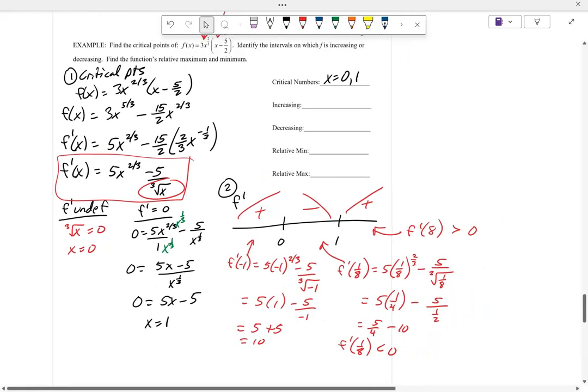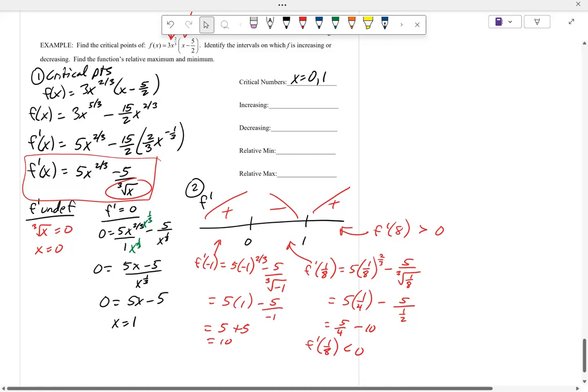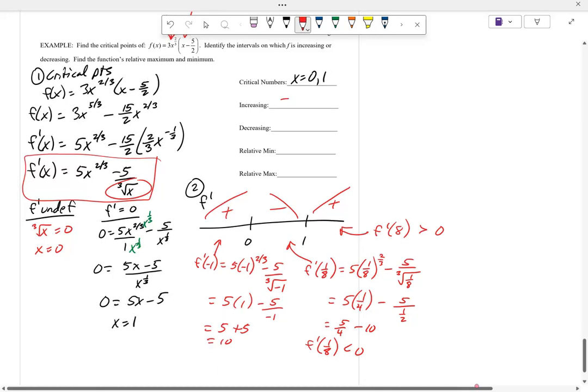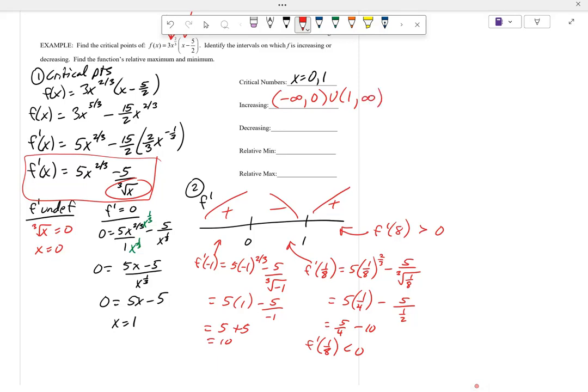Okay, so let's fill this out. We're increasing between negative infinity and 0. And then we're increasing again after 1. We're decreasing on that interval between 0 and 1. And we have a relative min at x being 1, or the point 1.